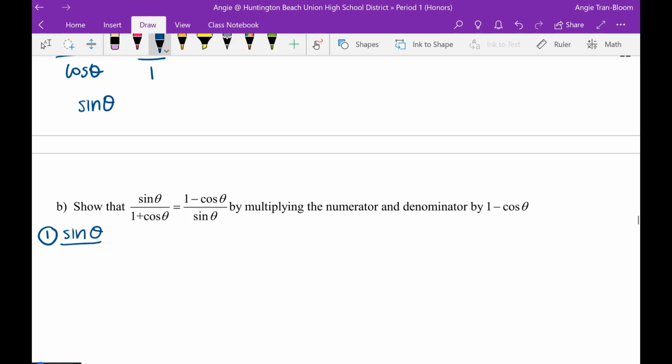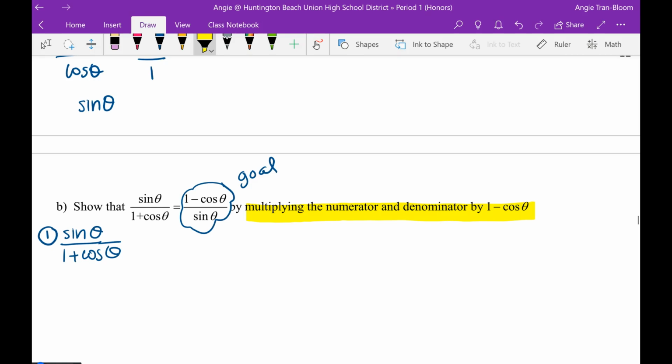So sine of theta divided by 1 plus cosine of theta. Show that, or establish an identity, means you're trying to get to the right side. So this is our goal. We want to make that left side look like the right side. In this one, I'm giving you a hint. It says multiply the numerator and denominator by 1 minus cosine of theta.